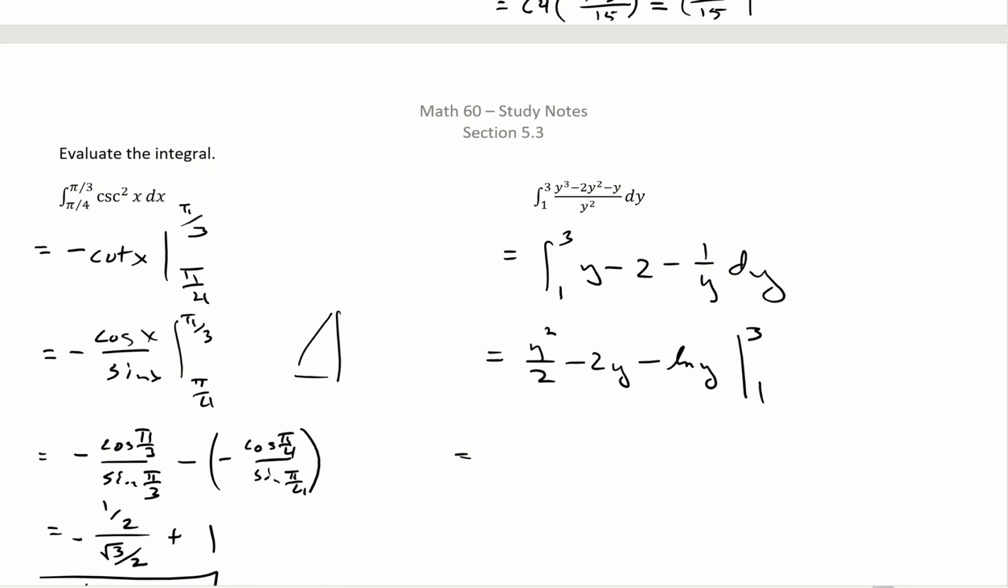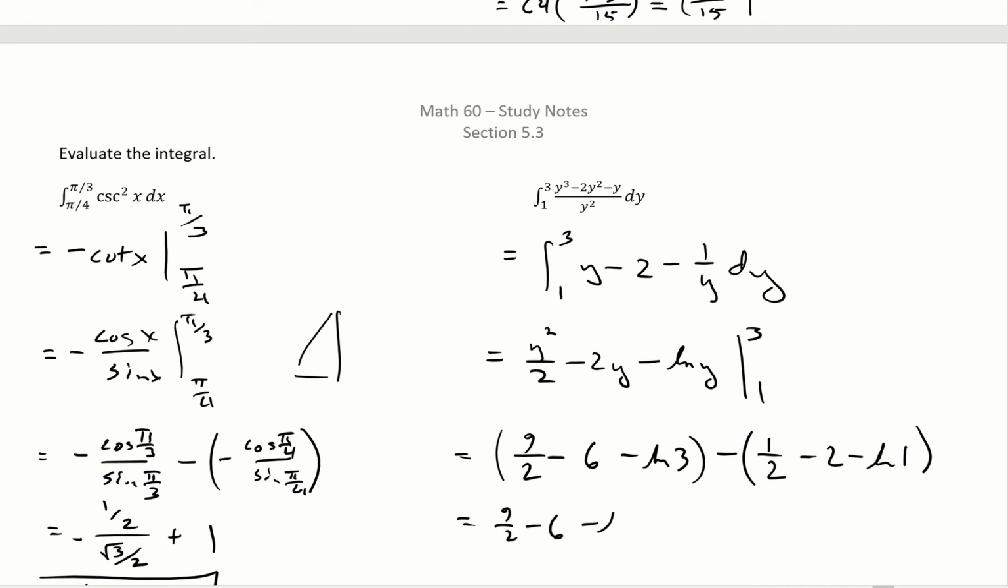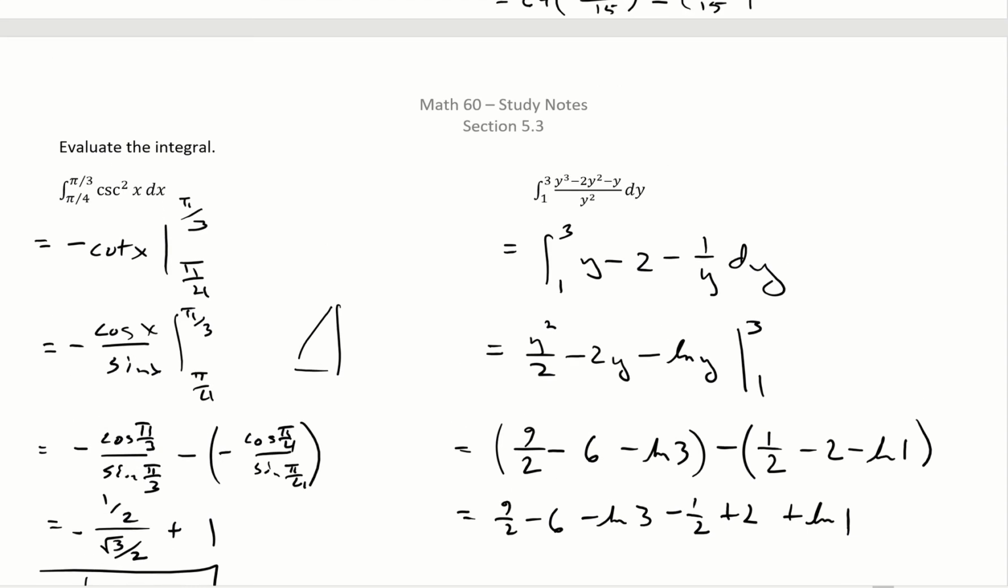So we have 3 squared is, we're going to put here 9 over 2 minus 6 maybe. You're starting to do stuff in your head. Minus natural log of 3 minus, now we plug in 1, so we get a 1/2 and a minus 2 and a minus natural log of 1. So let's get rid of parens. We got 9 over 2 minus 6 minus the natural log of 3 minus 1/2 plus 2 plus natural log of 1.